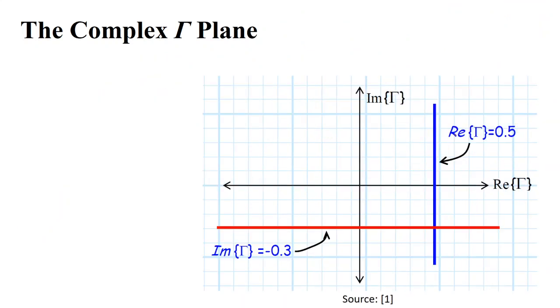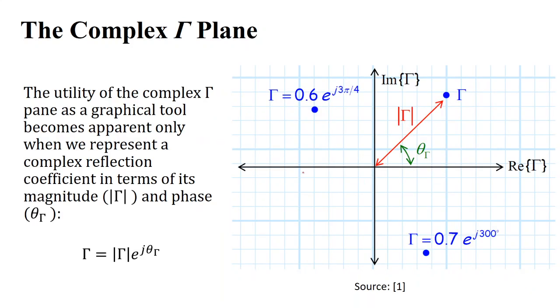Before that, similar to the constant R and X lines, here also you have the constant real part line. If the real part of the reflection coefficient is constant, then all the reflection coefficients will lie on this line. Similarly, if the imaginary part of the reflection coefficient is constant, then it will be the line here.